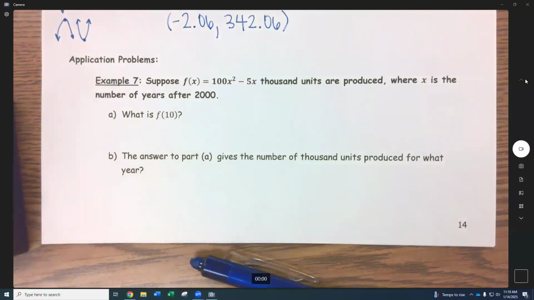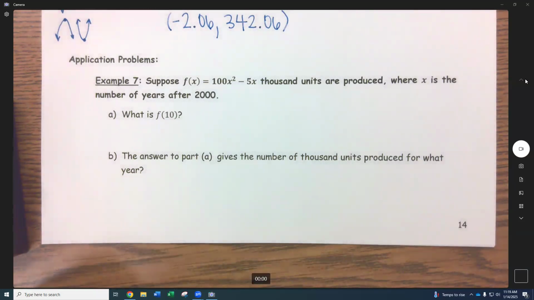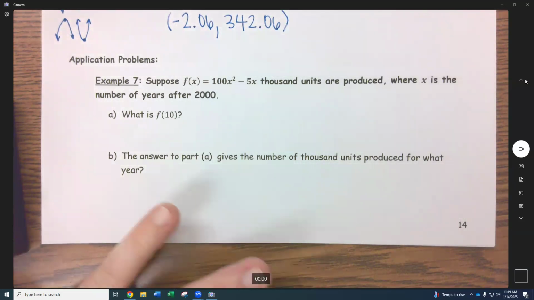Right. In example 7 and 8, we have a couple application problems. Example 7 says, suppose that f of x equals 100x squared minus 5x, 1,000 units are sold, where x is the number of years after 2,000. So what is f of 10? And the answer to part A gives the number of thousands of units produced for what year?